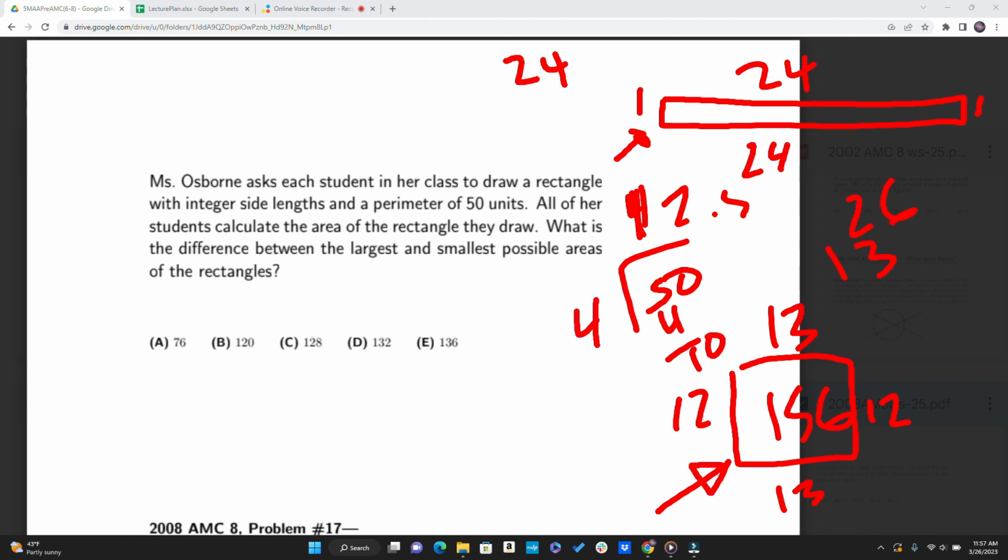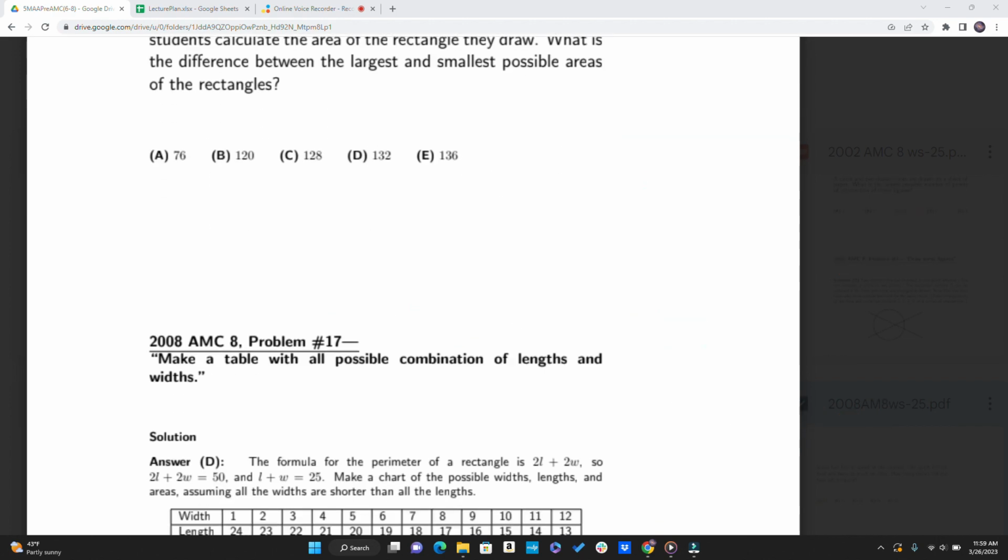So it seems like when we have a rectangle that's very unbalanced, like our first one, we get a small side, and then our most balanced rectangle has the biggest side, right? 156 to 24. So what's the difference between the largest and smallest possible areas? Well, our largest is 156, our smallest is 24, so this difference is 132. Answer choice D.